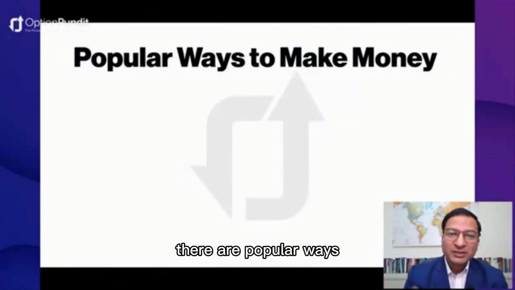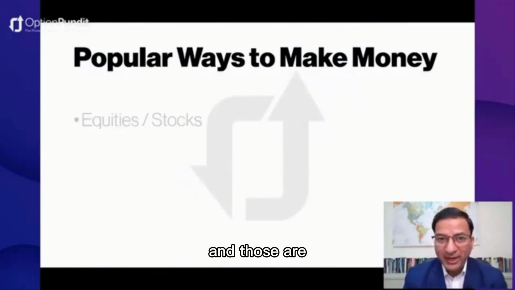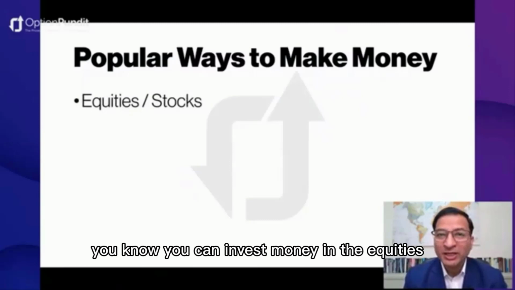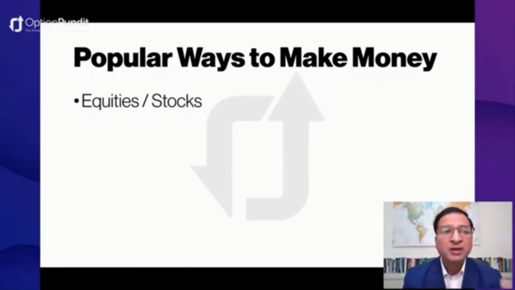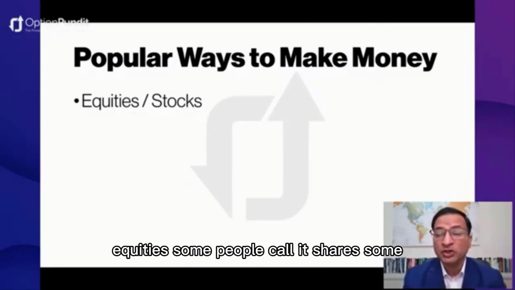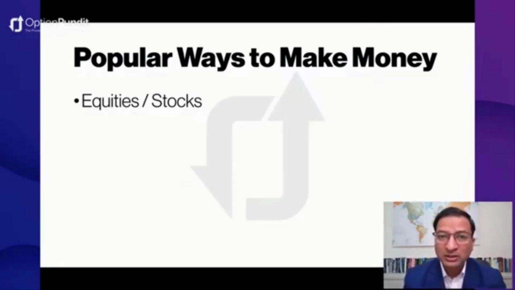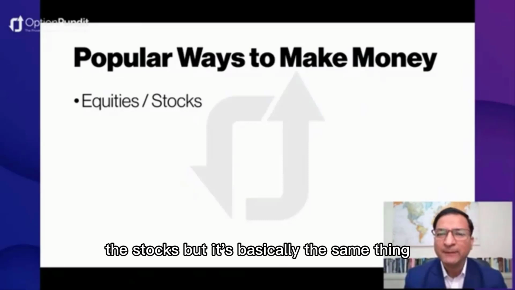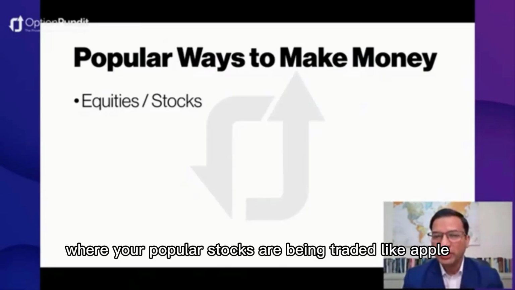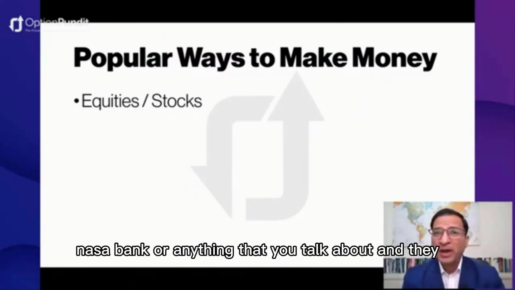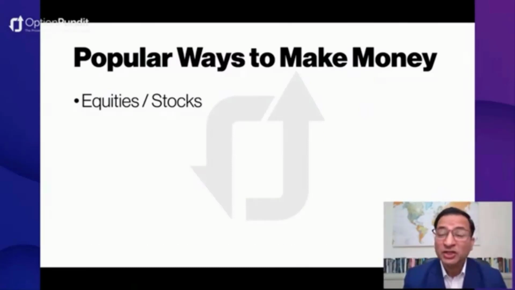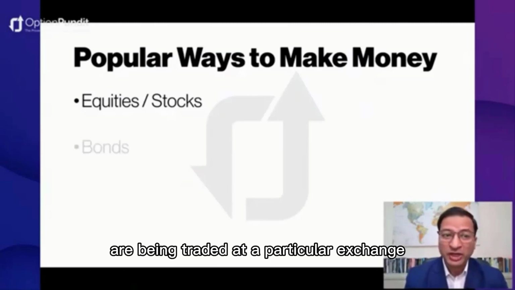There are many popular ways of making money. You can invest money in the equities or the stocks. It's the same thing. Some people call it share market, some call it equities, some call it shares, some others call it the stocks, but it's basically the same thing, where popular stocks like Apple, Microsoft, Reliance, Punjab National Bank, or anything that you talk about are being traded at a particular exchange.